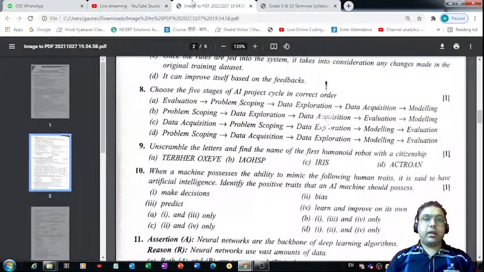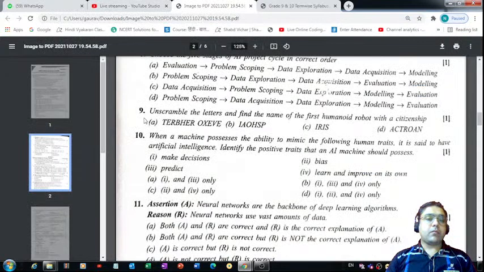Let's come back over here. Question number 9 is unscramble the letters and find the name of the first humanoid robot. I think you know it very well. It's Sophia, the first humanoid robot with a citizenship. So this B part is the correct answer for this question number 9.